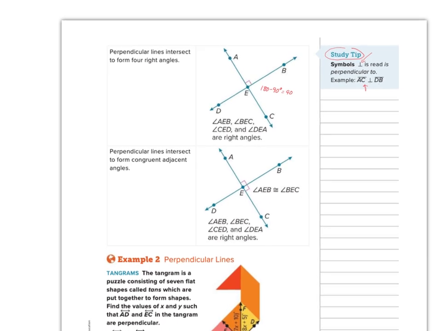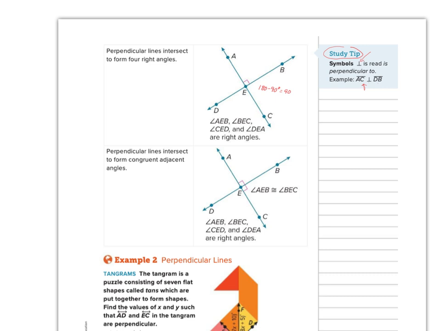And then let's see here. Perpendicular lines intersect to form congruent adjacent angles. Well, we just talked about that up here and we're able to prove it. But again, if this is 90 degrees, then this would be 180 minus 90, also 90. So those adjacent angles would be 90 and 90.